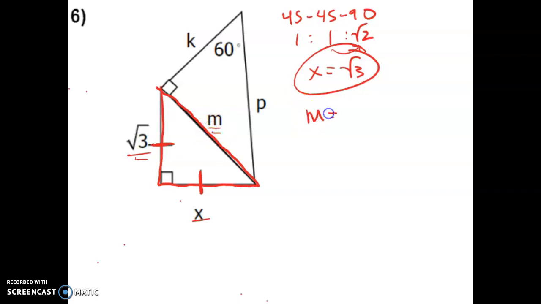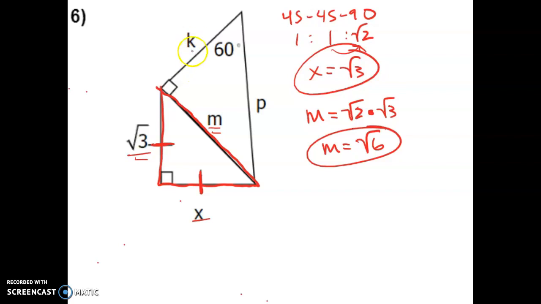So in other words, m is equal to root 2 times one of the other legs. So we know the other leg is worth root 3, and radical properties allow me to combine those two into a root 6. So now I know m. So we're done with the 45, 45, 90 triangle.